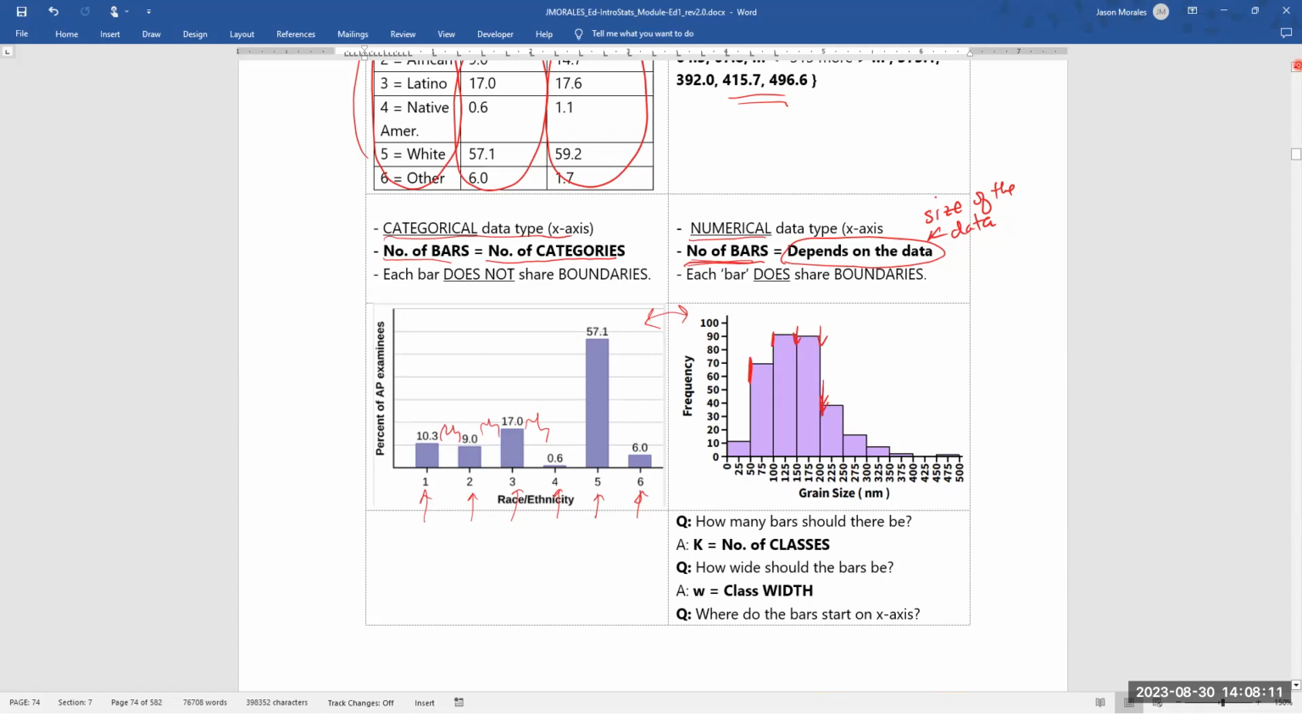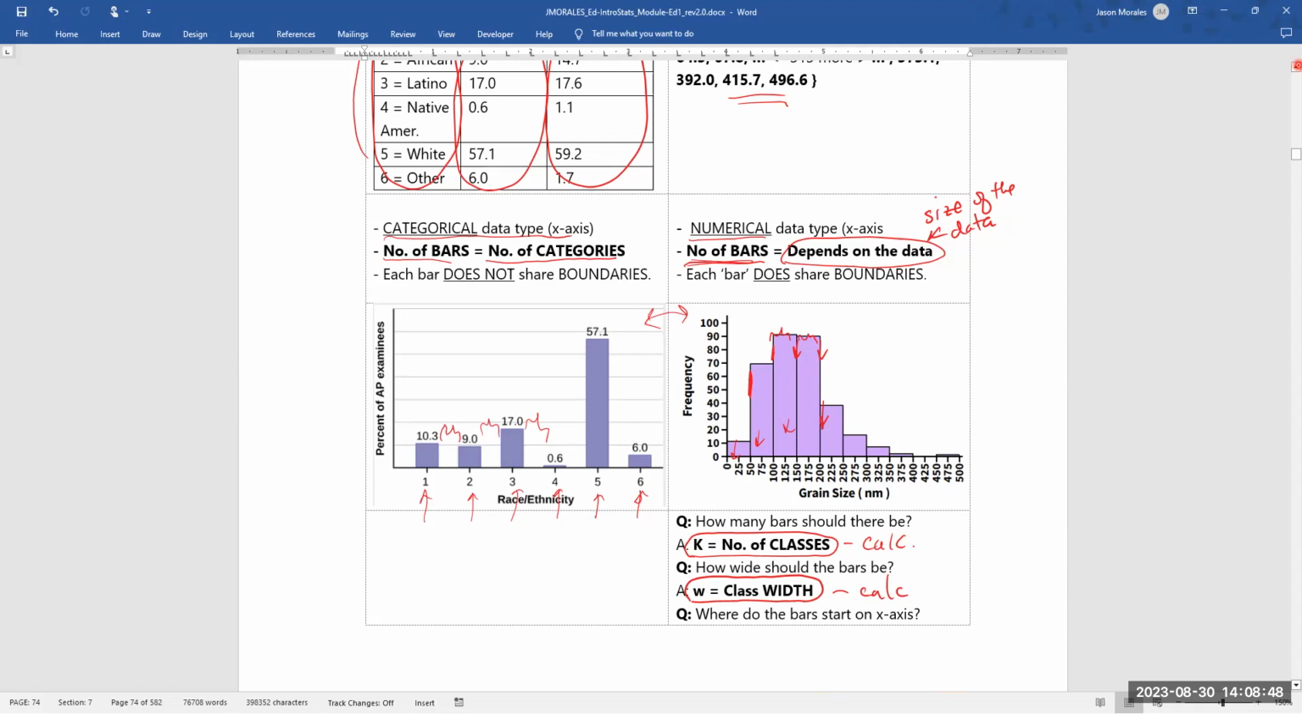Okay. So the question is, how many bars should there be? How many of these should you have? And the answer is variable K, which stands for the number of classes. So we're going to end up calculating that. And then how wide should the bars be? We're going to use variable lowercase w for that to represent class width. And this you will also calculate.